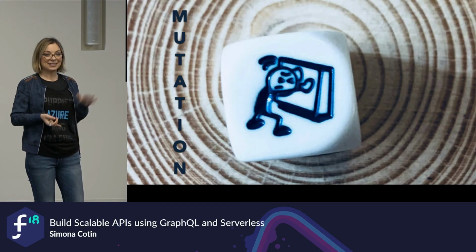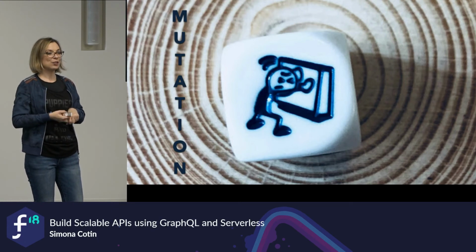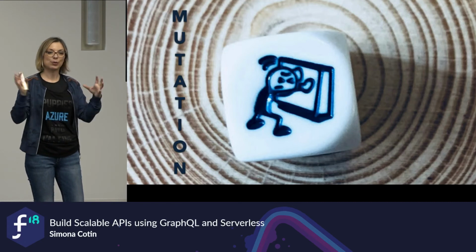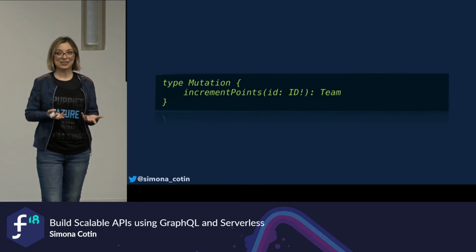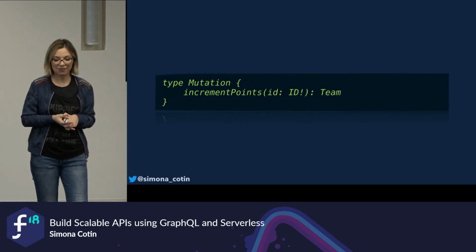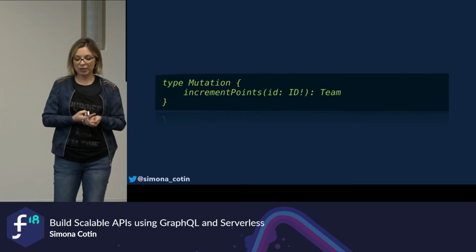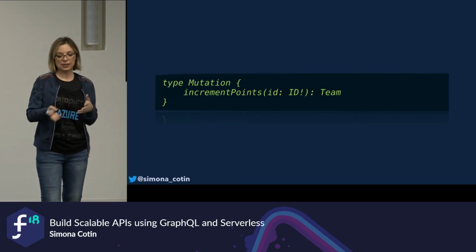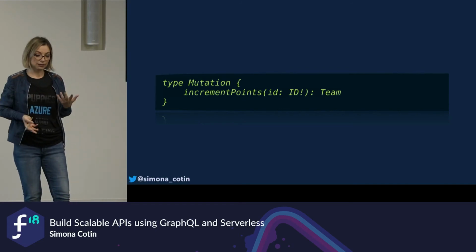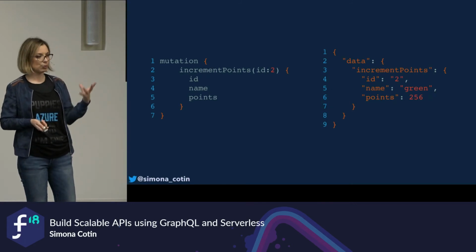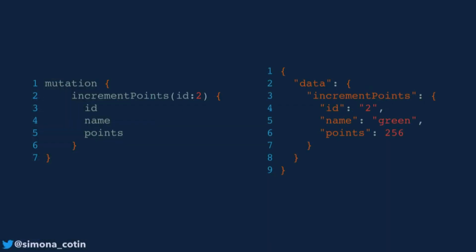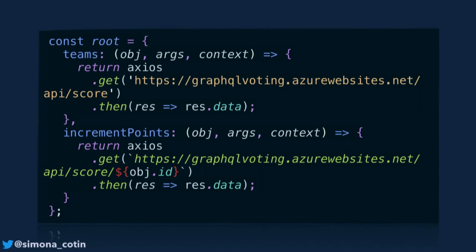What about delete, post, and put? That would be your mutation in GraphQL. So we are mutating data. And the way we define that is using the type mutation. And we give a name to that operation, and in this case, we want to update the number of points for a team, and we want to return a team. This is how we would query it from the client side, and that's the data that we would get returned. But remember, we've only defined those operations. We haven't implemented them. So it's almost like an interface.